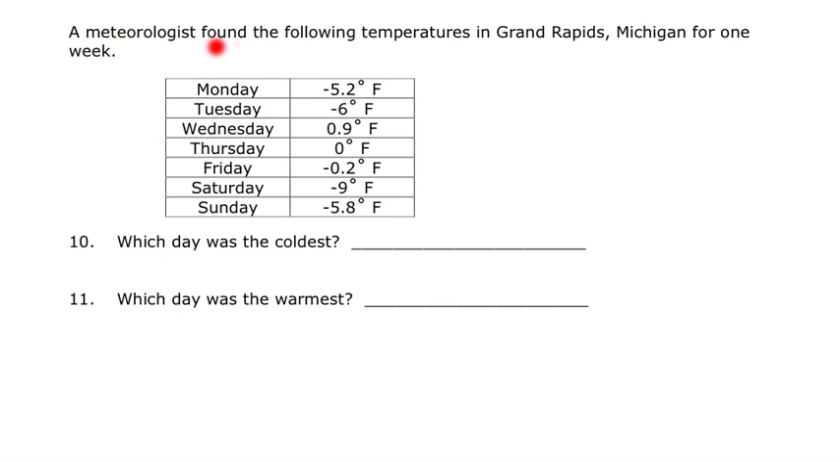A meteorologist found the following temperatures in Grand Rapids, Michigan for 1 week. Which day was the coldest and which day was the warmest? Make sure you pay careful attention to this chart. And so the coldest day was Saturday with negative 9 degrees Fahrenheit, and the warmest day was Wednesday with 0.9 degrees Fahrenheit.